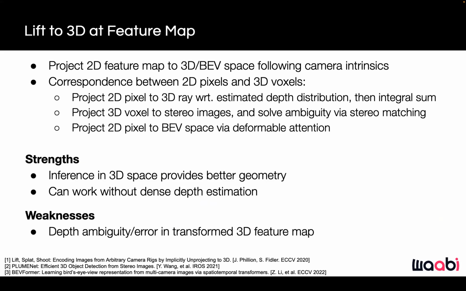Since the features lie in the 3D space, they typically produce better 3D geometry. Another advantage is that the 2D to 3D feature transformation only requires the camera parameters and can work even without depth estimation. However, if the depth is unknown, the one-to-many mapping brings ambiguities in the resulting 3D features. Errors in the depth estimation would also lead to misaligned 3D features.